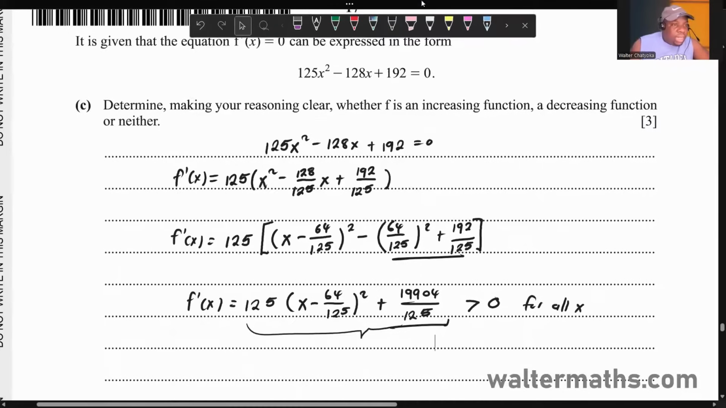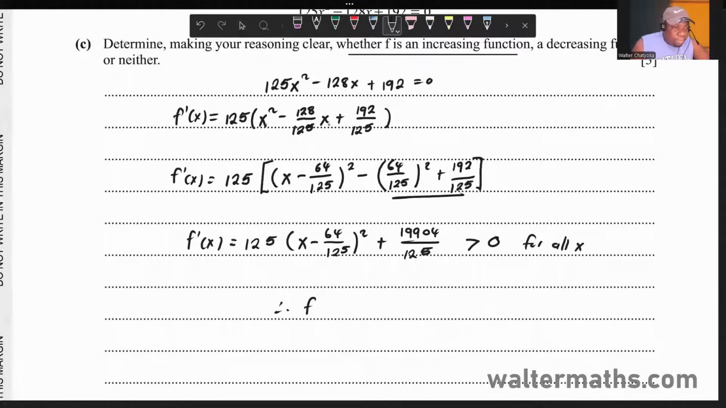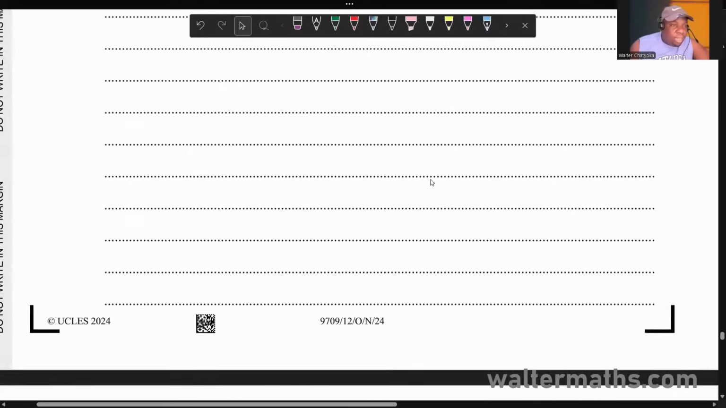So we can use that to say that f is an increasing function because the gradient is always going to be positive. So that's how I can answer that question. And that does it for this paper.